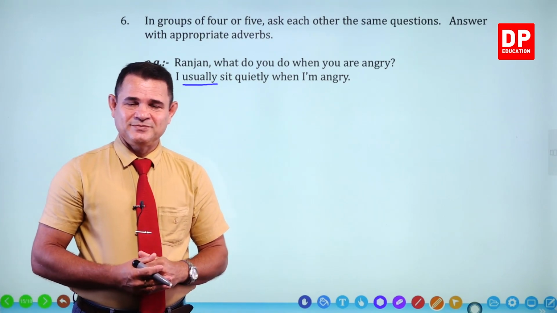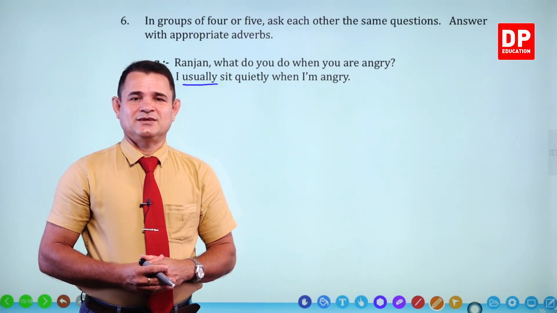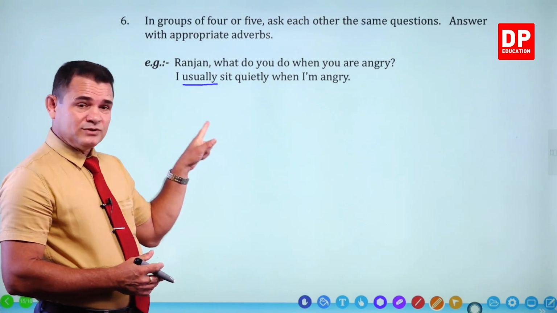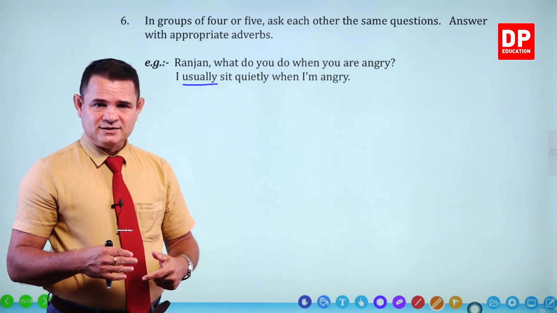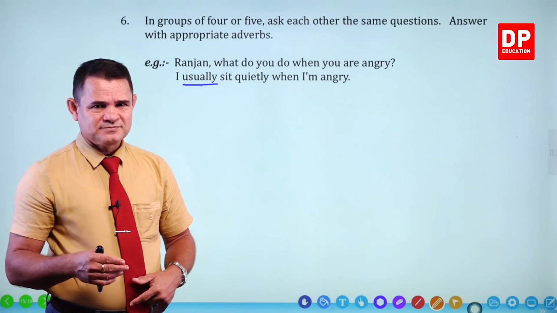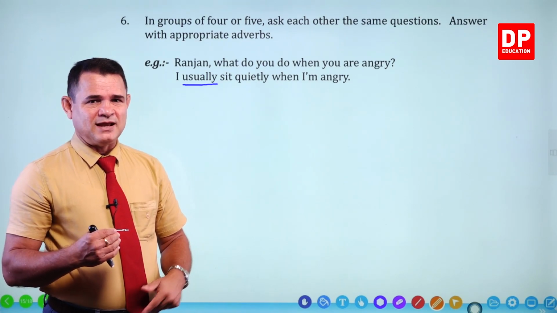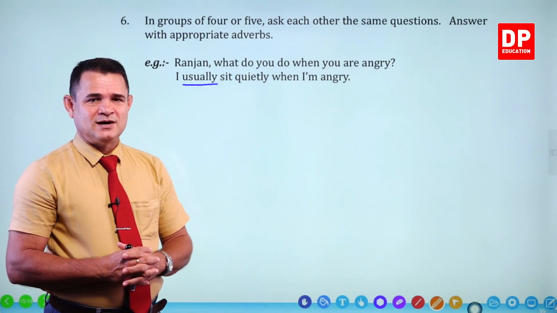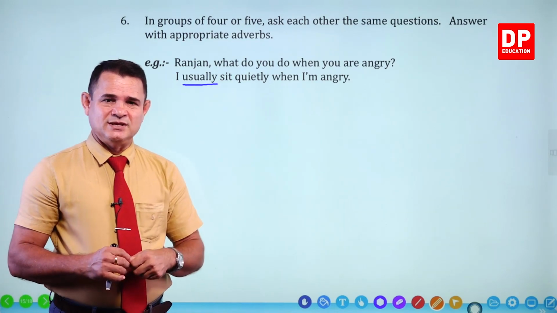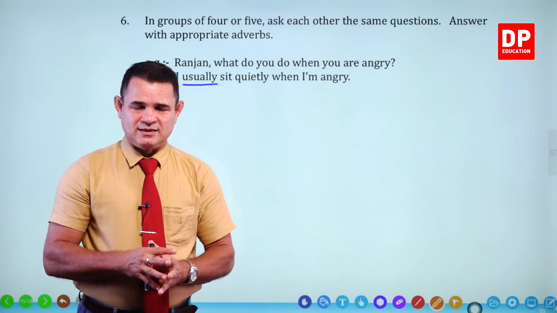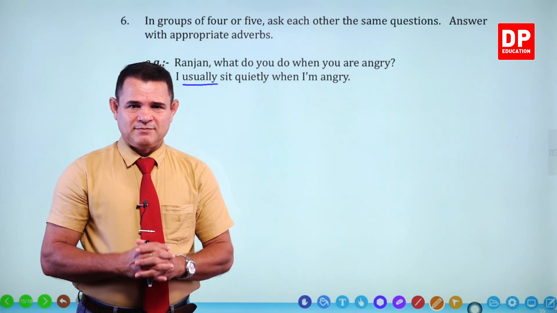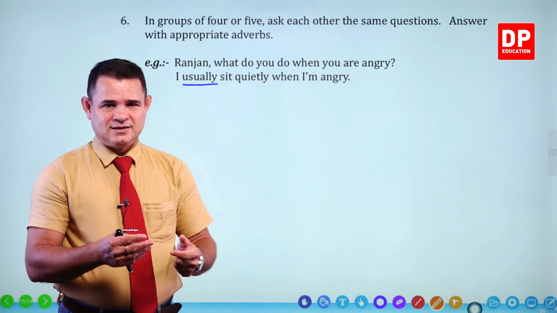It's also good. So use an adverb. I usually, I never, I often, I sometimes. Use the adverb and tell what you do. Ask those questions that you see. You can see them in your textbook. Ask those questions of the others.